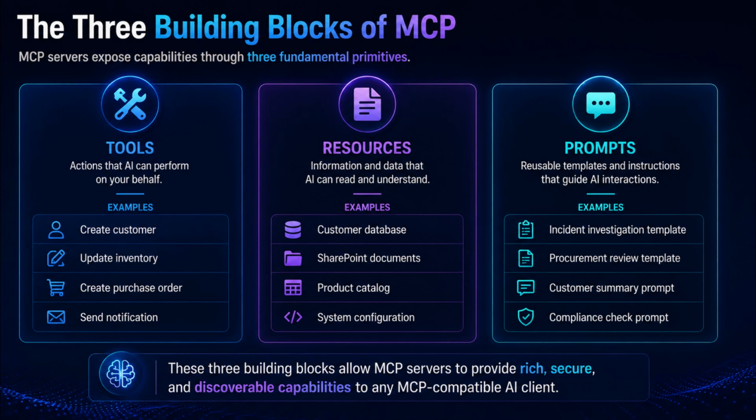One of the most important concepts in MCP is the idea of tools, resources, and prompts. Tools are actions, things the AI can do. For example, create a ticket, update a customer, generate a report. Resources are information, things that AI can access. For example, documents, databases, knowledge bases, files. Now, prompts are reusable instructions, templates that guide how AI should perform a task. Together, these building blocks allow systems to expose capabilities in a way that AI can understand and use.